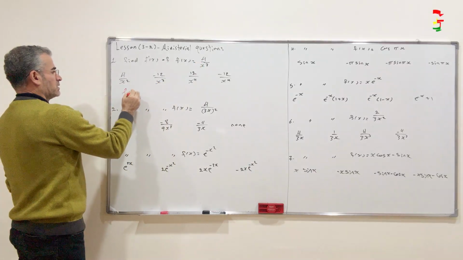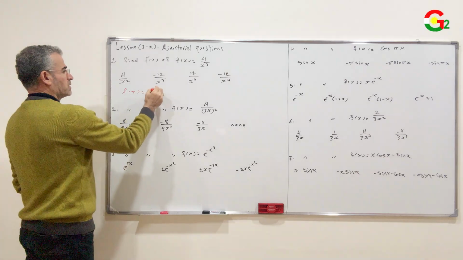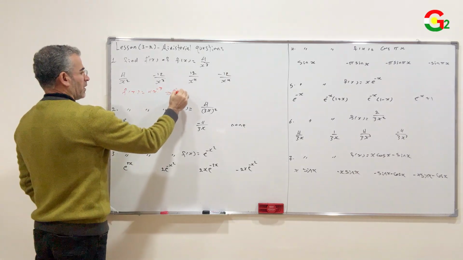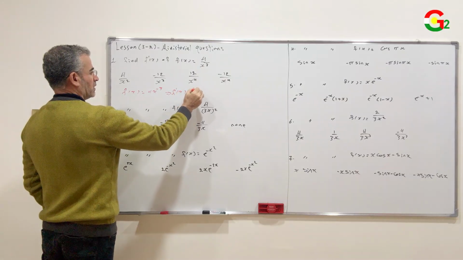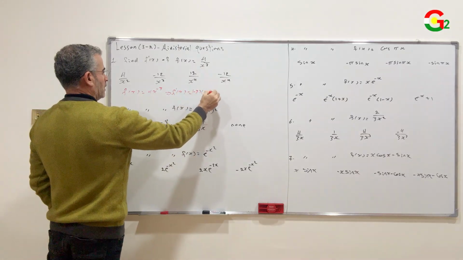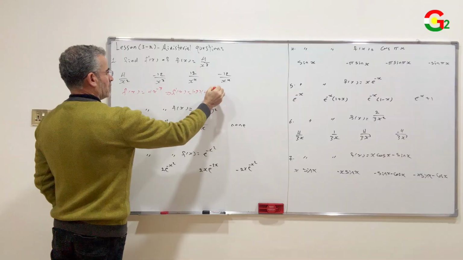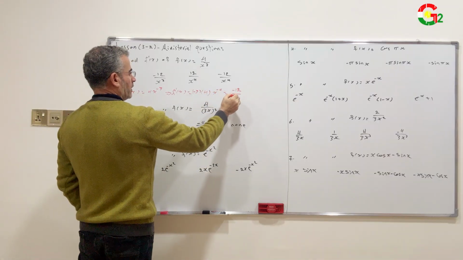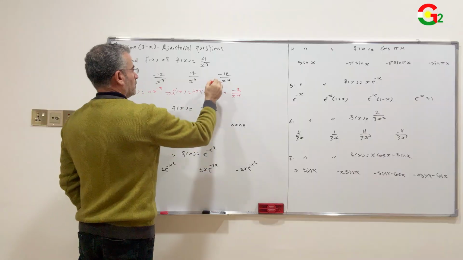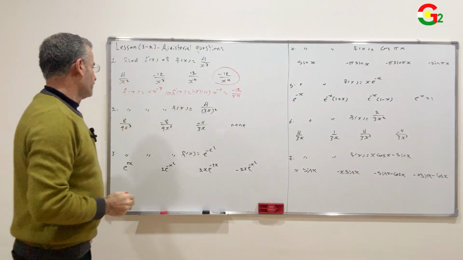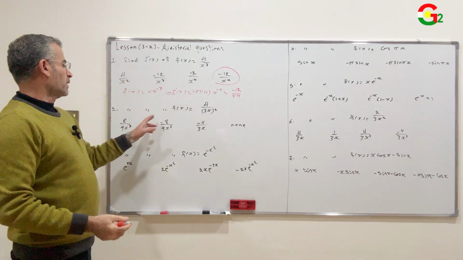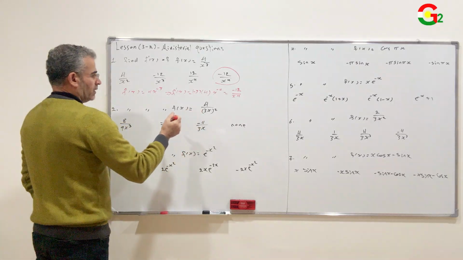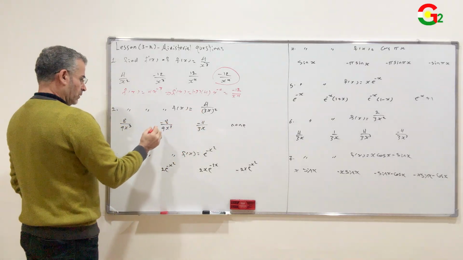Rewrite this function as f of x equals 4x to the negative 3, then differentiate it. F prime of x equals negative 3 times 4x to the negative 3 minus 1, negative 4, equals negative 12 over x to the power 4. Choice D. Question number 2, find the derivative of this function, 4 over (3x) all to the power 2.